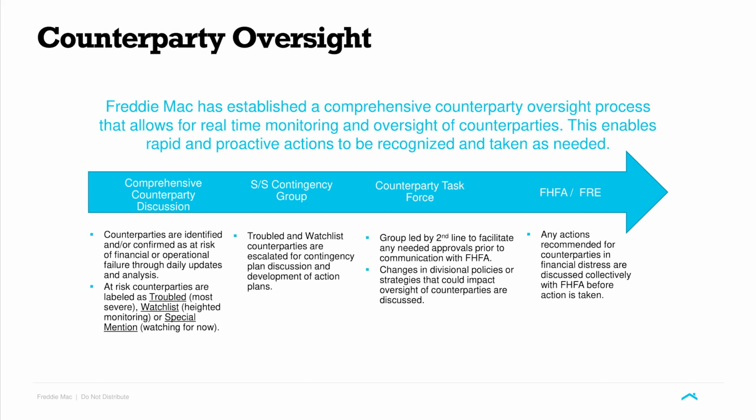We bring in additionally a counterparty task force that's led by our second line of defense. They help facilitate, and they help challenge the outcomes coming from the first line. They help facilitate any approvals that we may need from FHFA. It also helps facilitate broader discussions as we think about changes from a divisional standpoint that may be in policies or practices, and makes sure we understand how those broader changes could impact the risks of individual counterparties. And then lastly, you see on this slide, communication with FHFA. A lot of our large counterparties have exposure not just at Freddie Mac but at other GSEs as well. So we are in communication with them to make sure that any potential concerns, or if we get to a point where there would be contingent actions, we could coordinate.